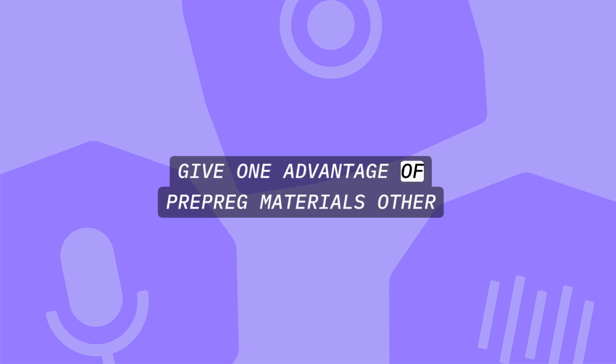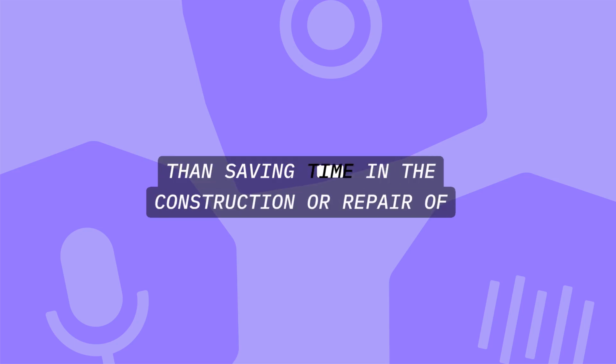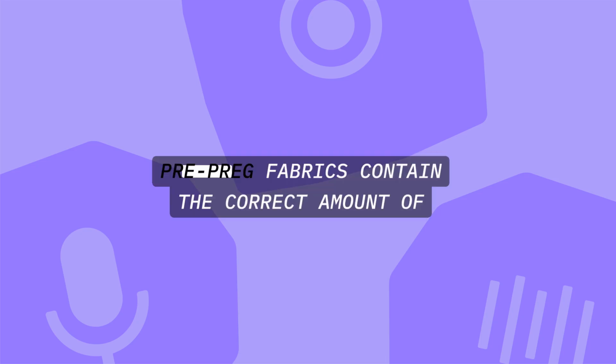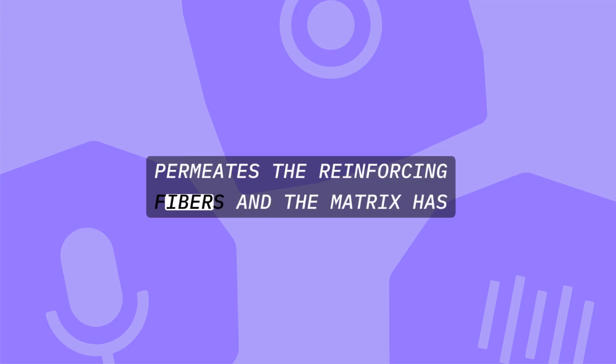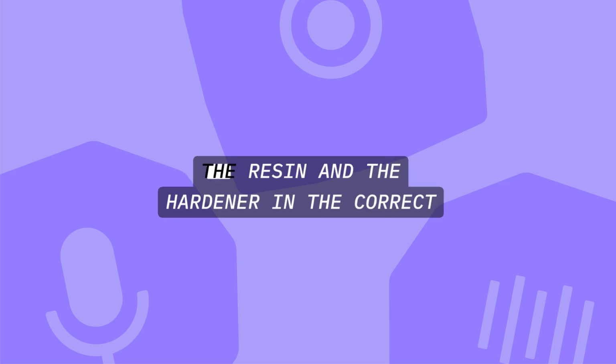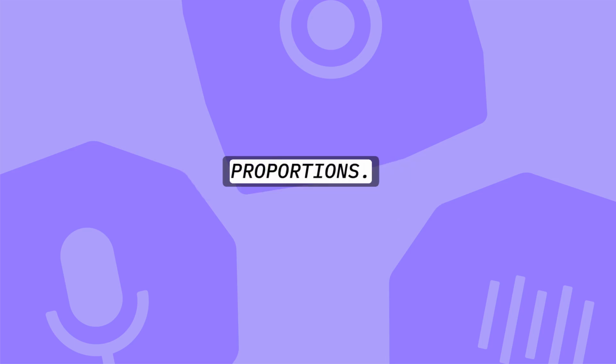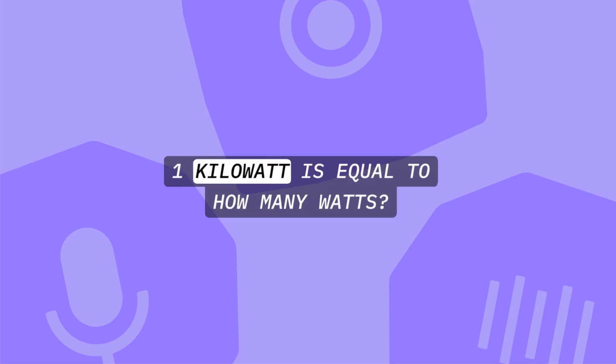Give one advantage of prepreg materials, other than saving time in the construction or repair of composite components. Prepreg fabrics contain the correct amount of matrix. The matrix material evenly and completely permeates the reinforcing fibers, and the matrix has the resin and the hardener in the correct proportions. 1 kilowatt is equal to how many watts?